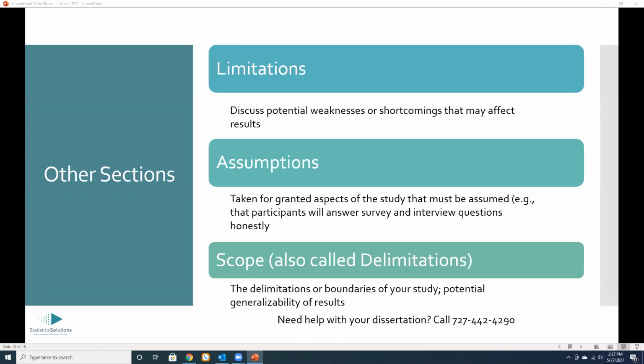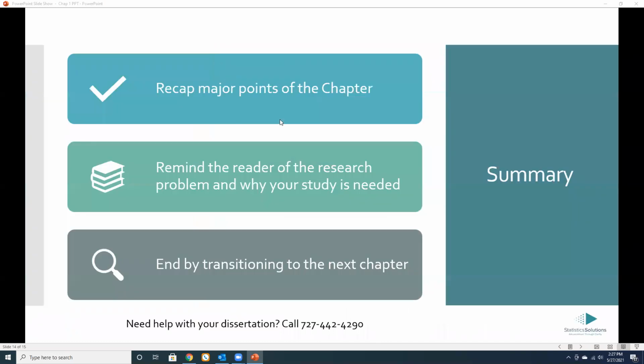And it's just kind of reinforcing the parameters of your study. And again, it's real helpful to look at examples with this one. And again, some schools don't require these. So another reason to check your school template. And then the summary. And like any summary, recap the major points of the chapter. And you don't want to give a fake summary.